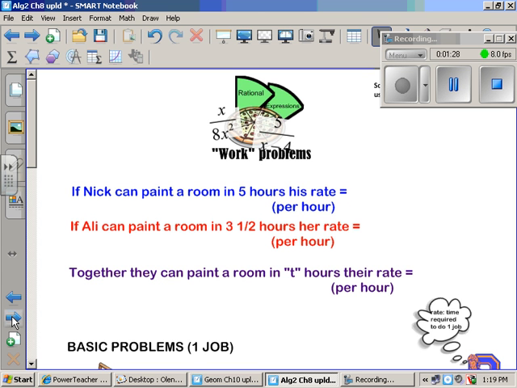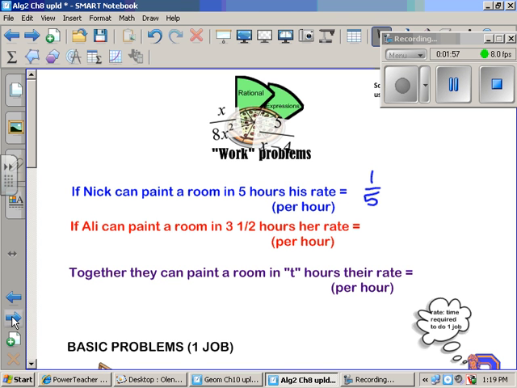All right, so the first thing you need to do is figure out what every person involved's rate is per job. The way you do that is you think, how much can be accomplished in 1 hour? So if Nick can paint a room in 5 hours, how much of the room can he paint in 1 hour? 1/5, exactly. So his rate is 1/5.